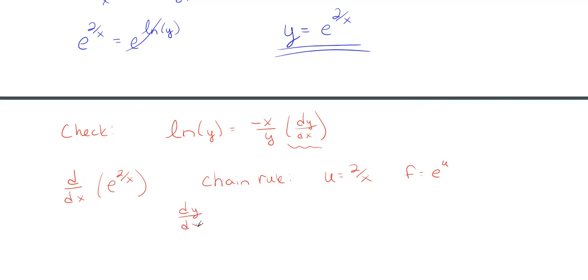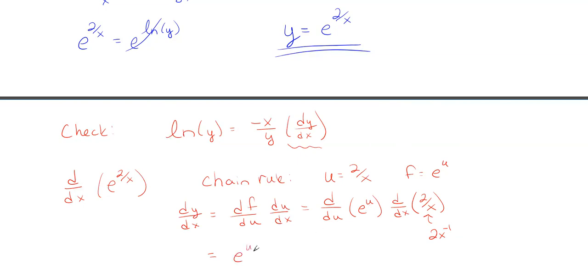So that means that dy dx would actually be equal to df du multiplied by du dx. So I would take the derivative with respect to u of my f, which is just e to the u, and then I'm going to multiply that by the derivative with respect to x of my u equation, which is just 2 over x, which, if I rewrite this, is 2x to the minus 1. Pretty simple expressions here. Since the derivative with respect to u of e to the u is just e to the u, and then the derivative with respect to x of 2 times x to the minus 1 pops out to be minus 2x to the minus 2.